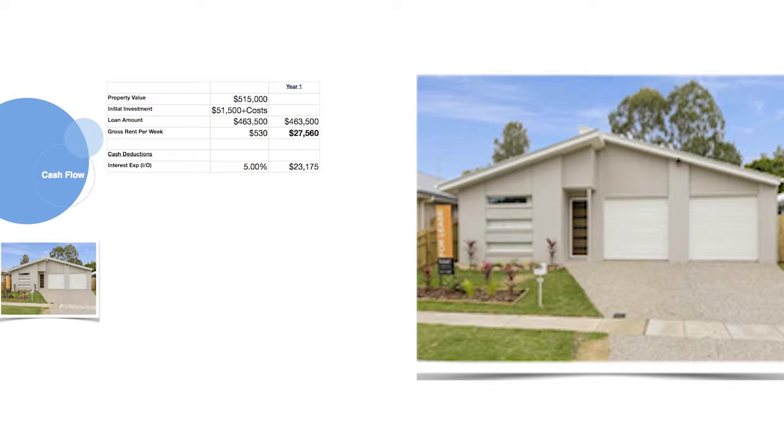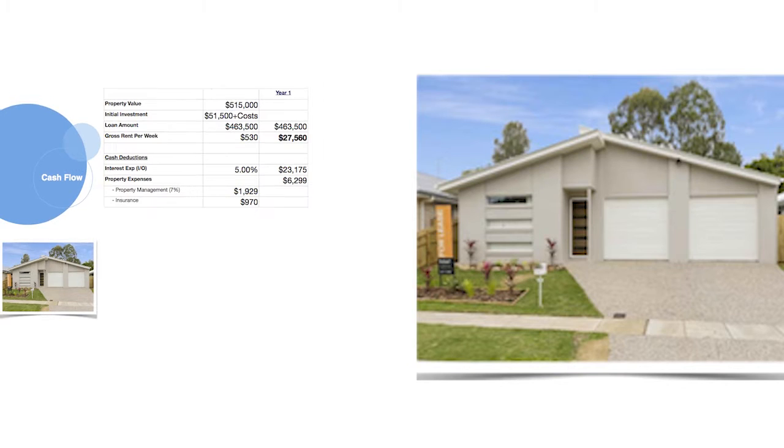There's further expenses with property as well. Now, the first one is a property manager. Now, it's very important to have a good property manager in place. They make owning a property investment very easy if they are a good manager. Now, in this case here, I'm paying 7% as an expense for my property manager. So 7% of my rent will go to them, which is $1,900.29 per year. Also, insurance. Now, this particular property, as you can see, is a house. So the insurance is $970 on this property.